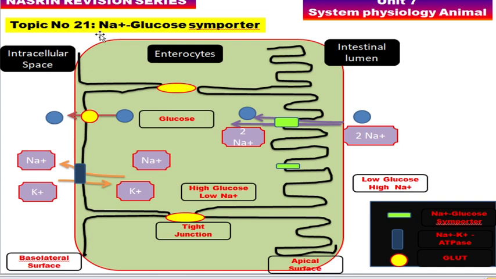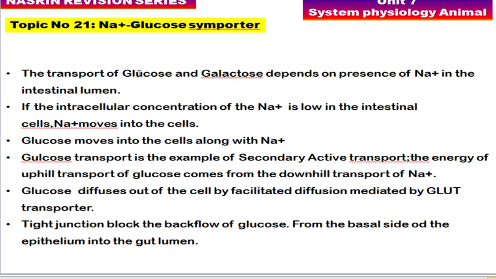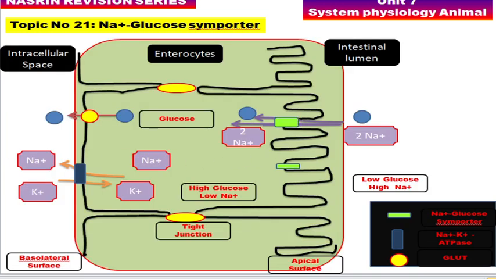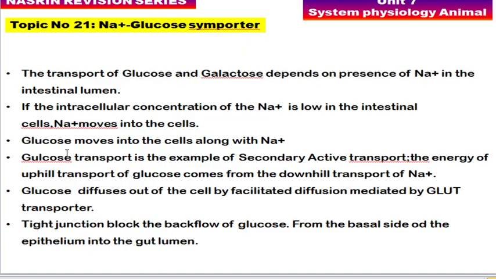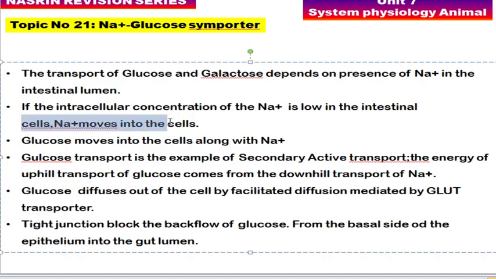Next we will be studying the Na+ glucose symporter. The transport of glucose and galactose depends on the presence of sodium ion in the intestinal lumen. If the intracellular concentration of sodium ion is very low in the intestinal cells, the Na+ ion will move into the cell. Here you can see the detailed mechanism of the whole process, friends. When Na+ moves into the cell, glucose will also move into the cell along with the Na+.